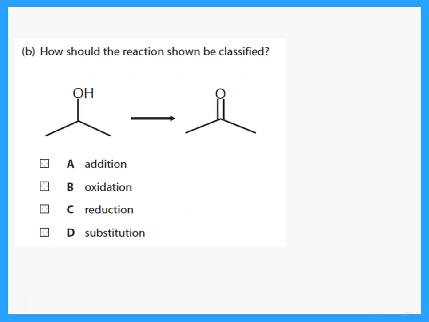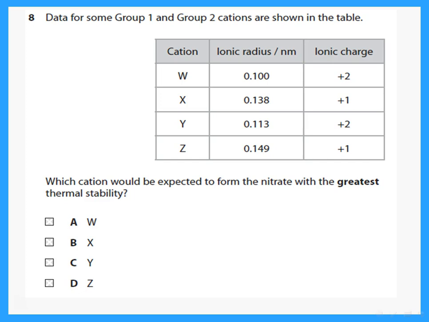How should the reaction shown be classified? He's changing an alcohol into a ketone. Remember, to change an alcohol into a ketone, that is an oxidation reaction in which we add an oxidizing agent such as potassium dichromate.